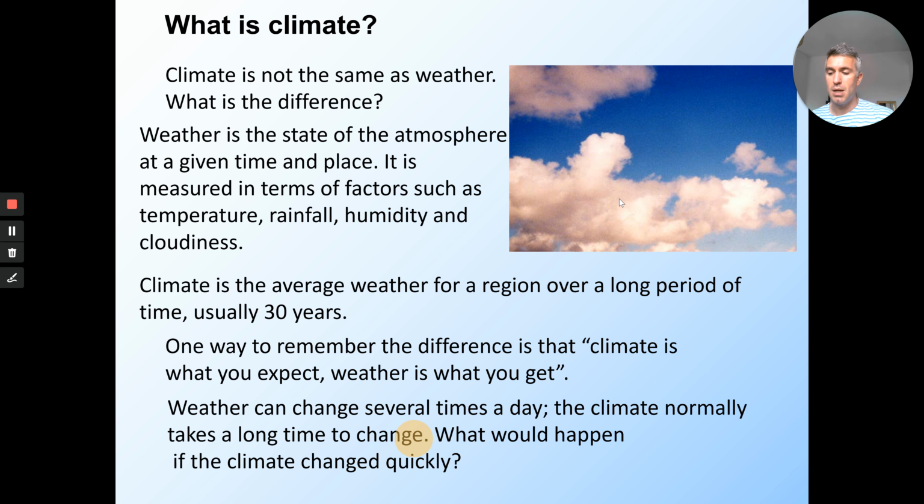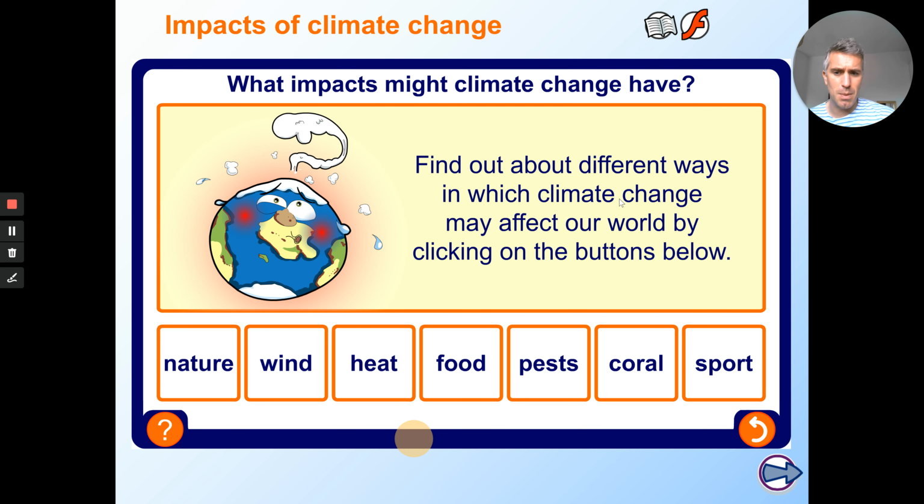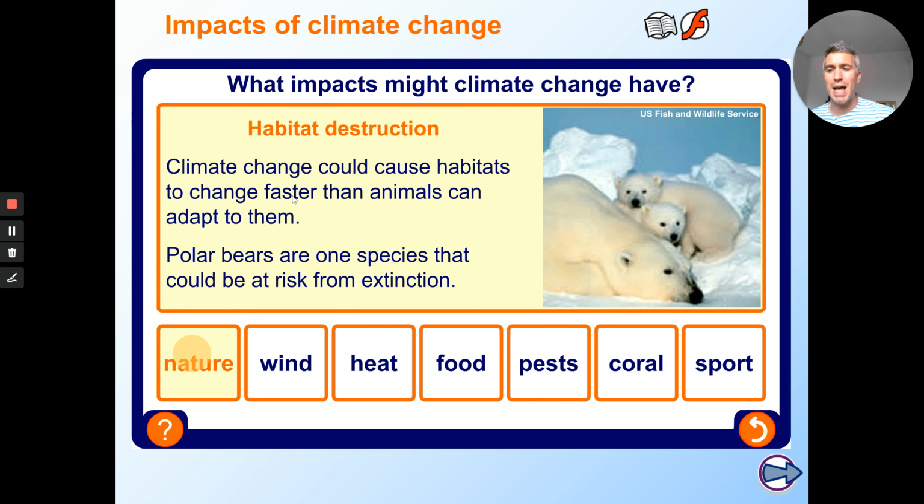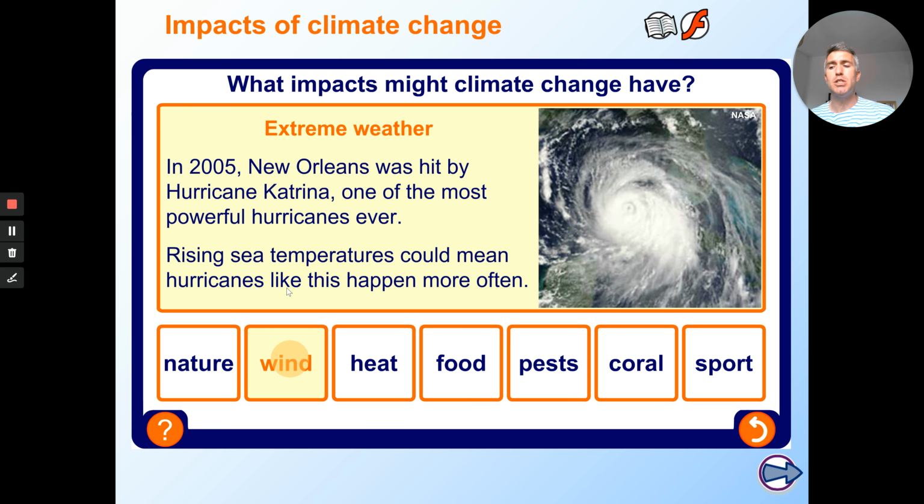What would happen if the climate would change quickly? And let's look at some impacts of this climate change, because the climate is changing. Nature. Climate change could cause habitats to change faster than animals can adapt. Polar bears are one species that could be at risk from extinction. Weather. In 2005, New Orleans was hit by Hurricane Katrina, one of the most powerful hurricanes ever. Rising sea temperatures could mean hurricanes like this could happen more often and more extreme.